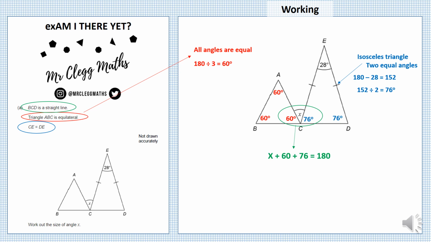I can do a little bit of sorting out there and I can actually add the 60 and the 76 together so that I've just got one value. X plus 136 is worth 180.